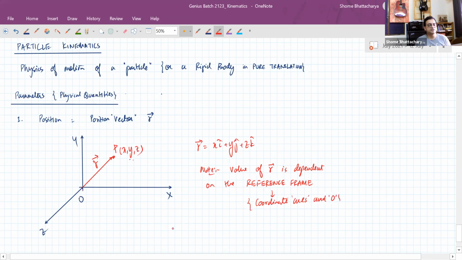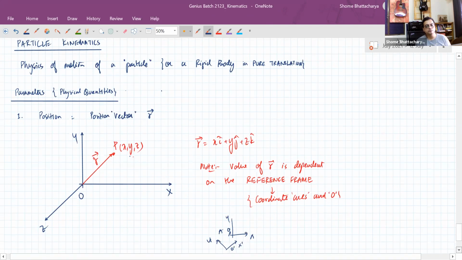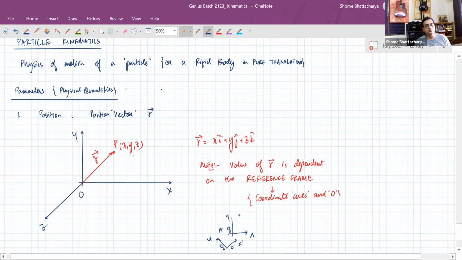So one guy has made his reference frame over here. With respect to him, the position vector of that point is this one. But if another observer, okay, so let's say this is the coordinate frame for one person A, and another person has made a coordinate frame which is different. So let's say this X prime, Y prime, and this is where the origin is for the other person. So they will describe the position of the same point here by different vectors. For this guy, the position will be this one. For this guy, the position will be something else.